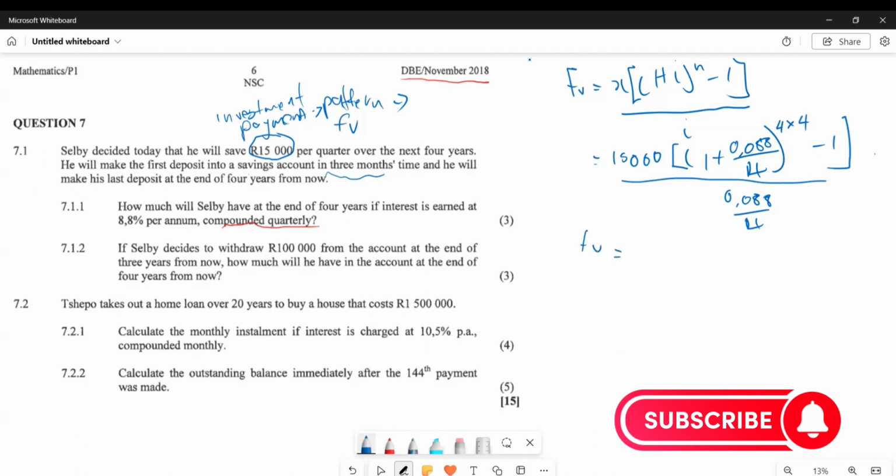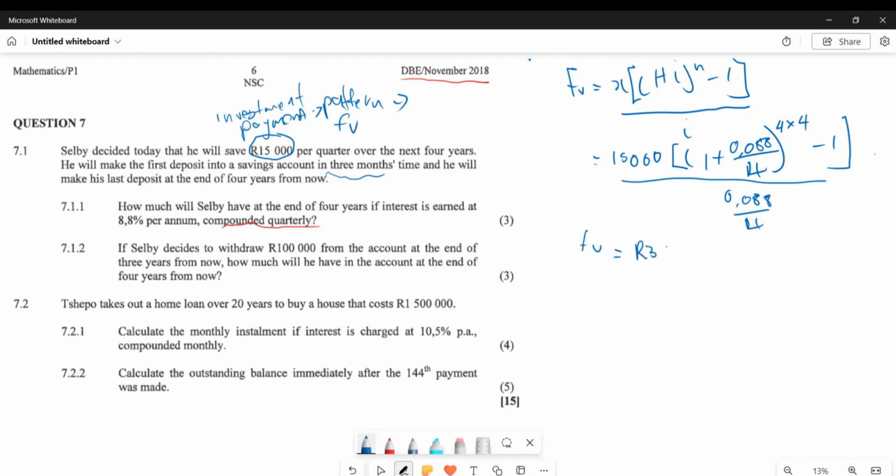Now, what is going to be the value here? Look, I was writing wrong things here. This is going to be R283,972.28, 28 cents. So this is going to be the future value of this installment.